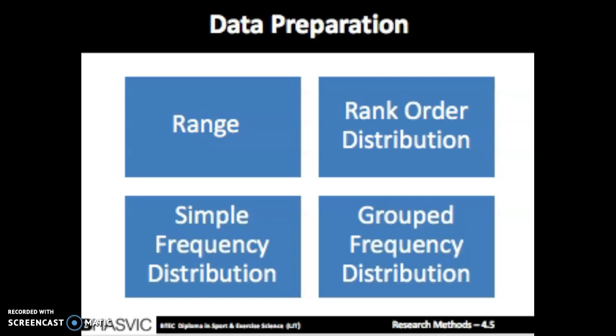As with all data analysis, the collected data needs to be prepared and organized. When using quantitative data, there are four primary ways of grouping this. These are the range, rank order distribution, simple frequency distribution, and finally, grouped frequency distribution.